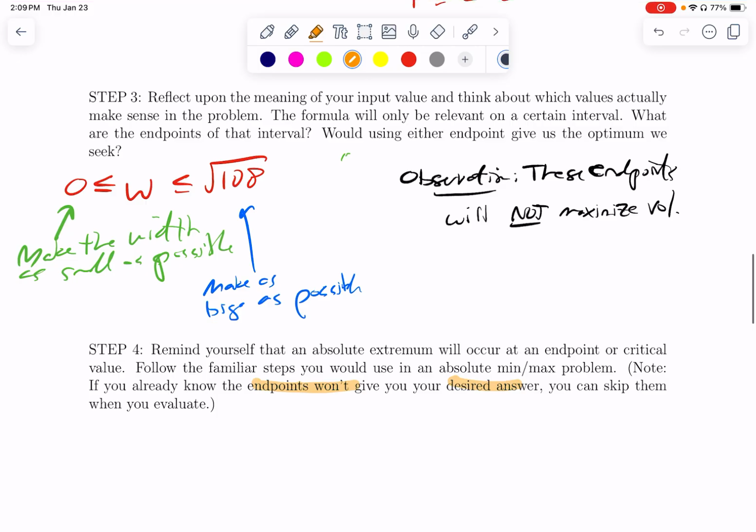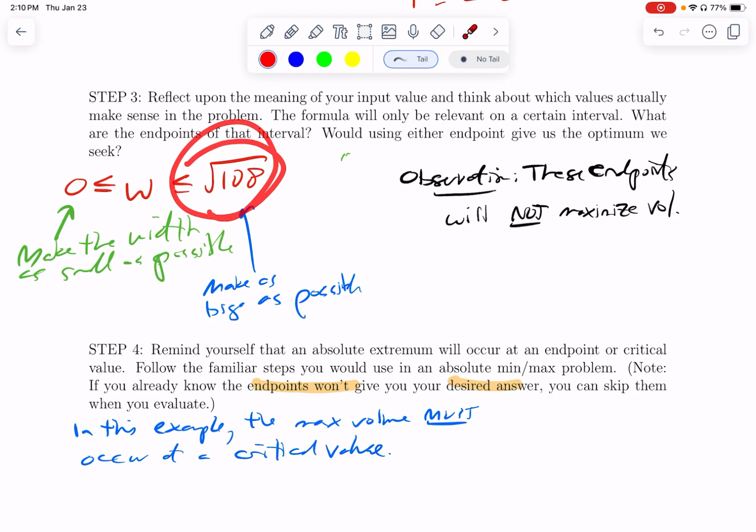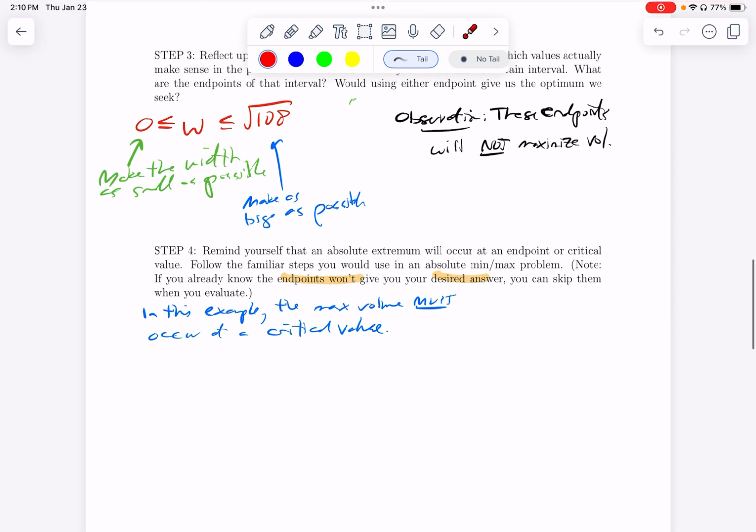So what that means is in this example, the maximum volume must occur at a critical value. As a general principle, the maximum occurs at an endpoint or a critical value. For this example, making the width really, really small is a dumb idea. Making the width really, really big is a dumb idea. So now let's just find a critical value.